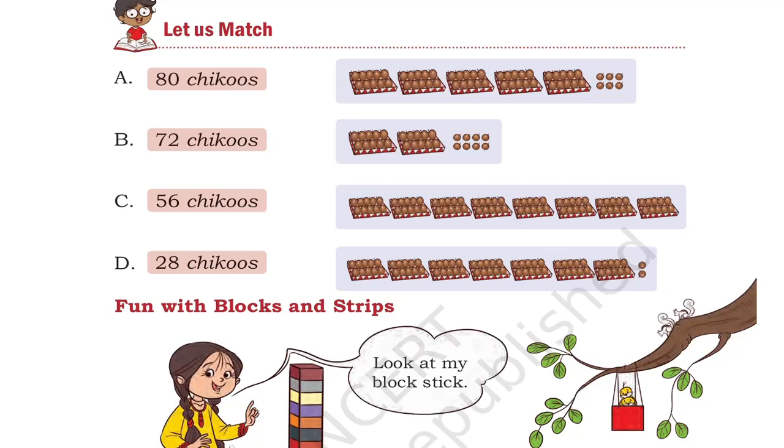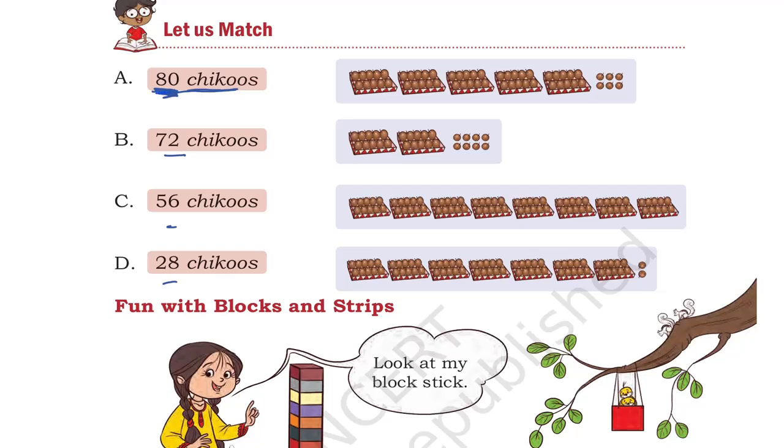Coming to let us match. Oh, I love this. There are 80 chikus. There are 72, 56 and 28. We have to match these with the trays and the loose chikus on the right hand side. I will tell you an easy way of doing this. 80 chikus. First of all, let us see can all of these fit in the tray? And are there going to be any loose chikus?